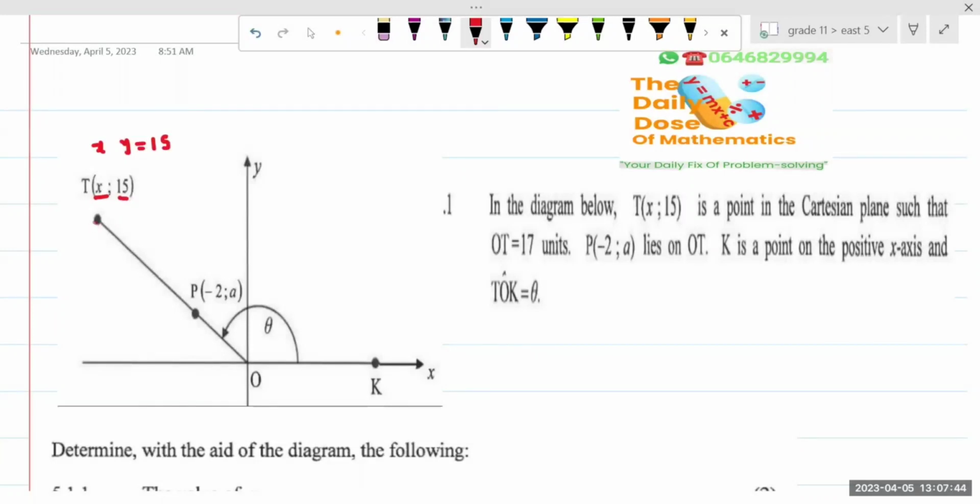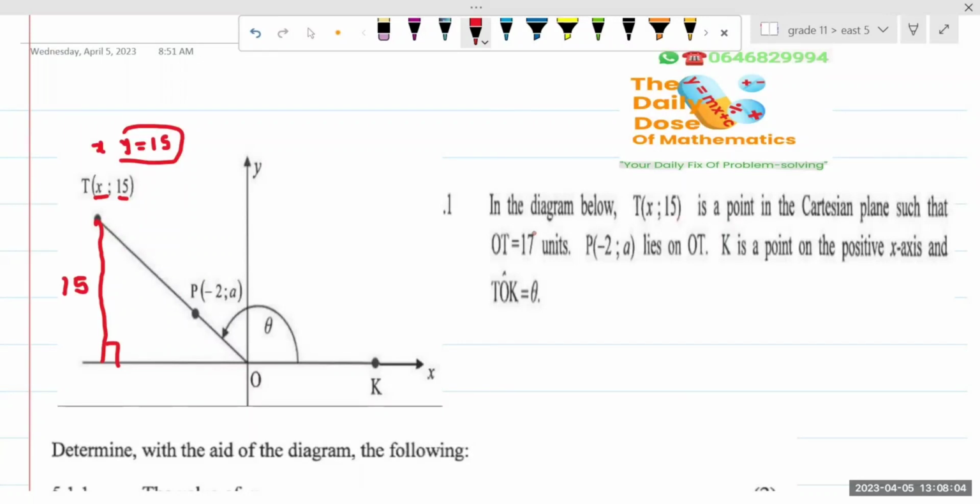So we can come and construct a solid line like this, which is going to be perpendicular to the x-axis. So any y line which you construct is going to be perpendicular to the x-axis. So in other words, they're telling us this line here that I've just constructed is equal to 15.